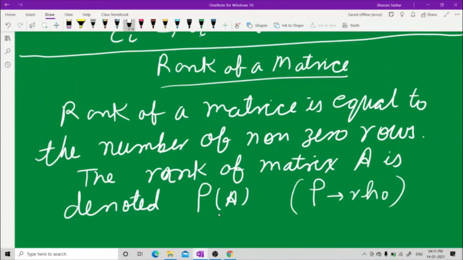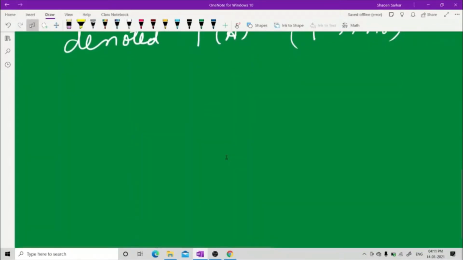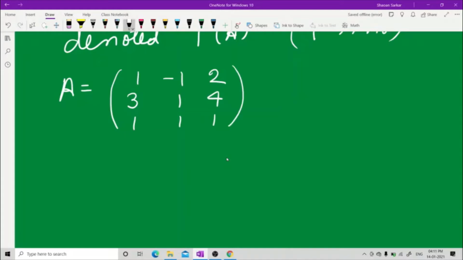Now I take a matrix, find the rank, and explain how. Then I'll go for the properties and everything. Take a matrix A. Let us say 1, -1, 2, then 3, 3, 1, 4, and 1, 1, 1. Now you have to make this 0, this 0, and this 0. This is the objective.